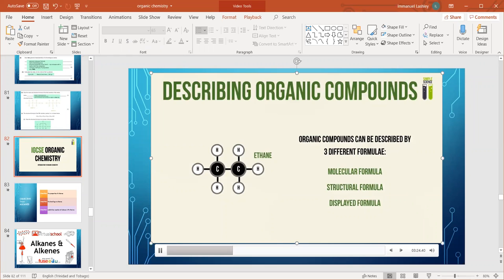So there are three main different types of formulae. There are actually four, but we'll talk about the fourth one, which is the general formula, under homologous series. Okay, so three main formulae to describe any organic compound. The first one is the molecular formula, then you have the structural formula, and then you have the displayed formula. And I will talk in detail about each formula.